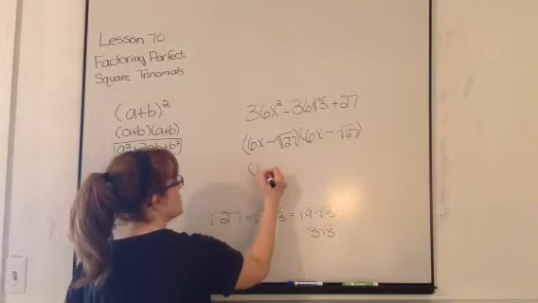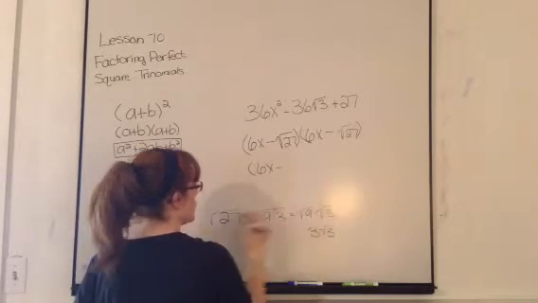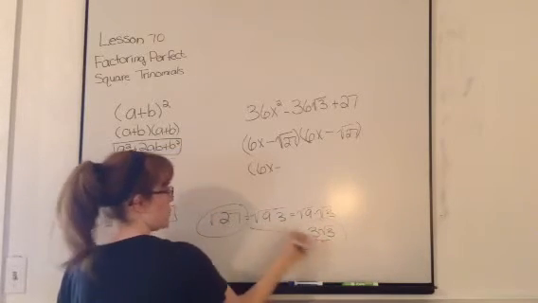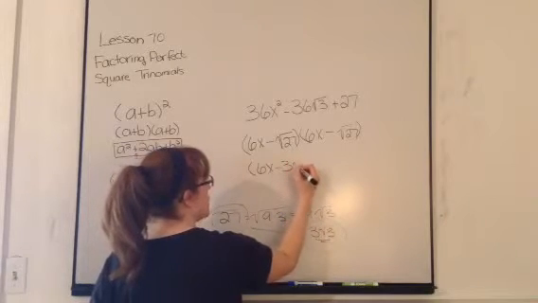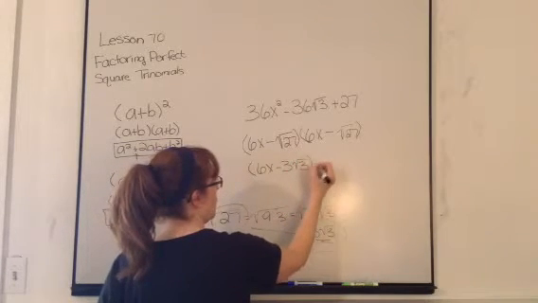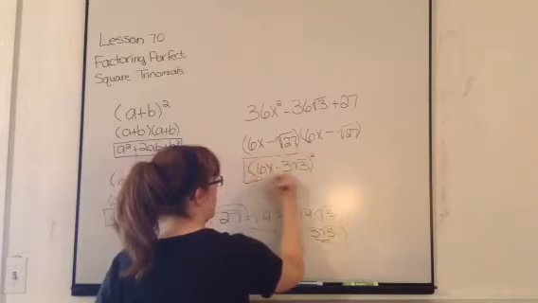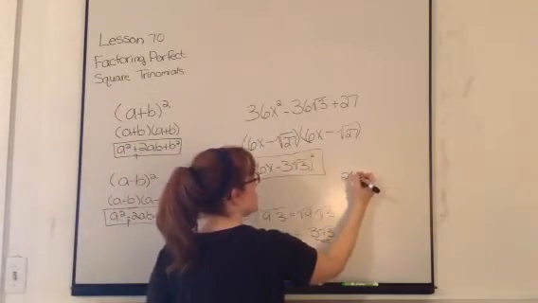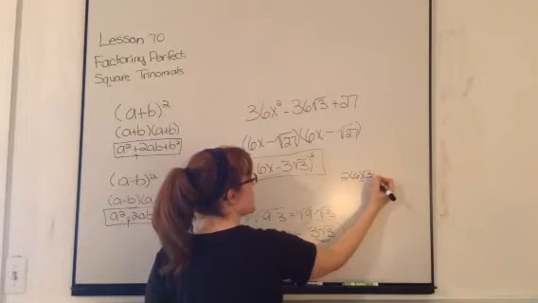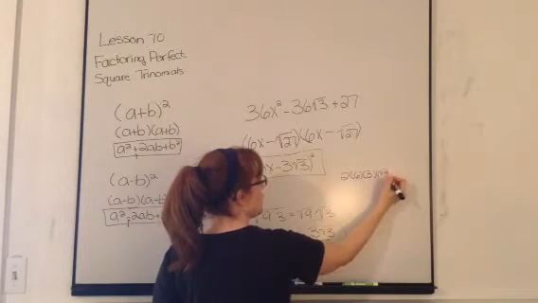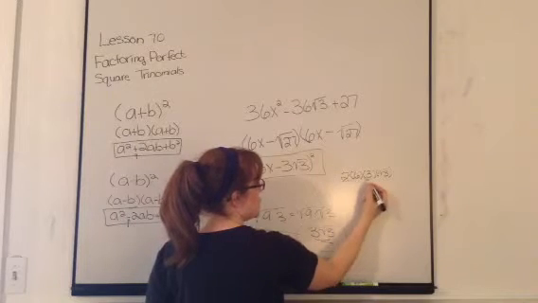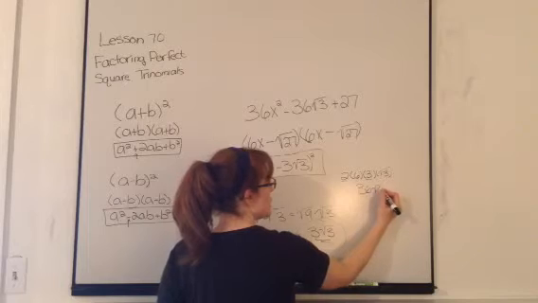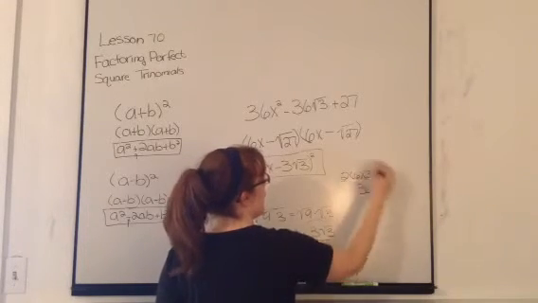So if we did it like this, 6x minus, and we're just going to substitute this in, because these are equal, minus 3 times the square root of 3 squared. And then we can check with this up here. So if we go 2 times 6 times 3 times the square root of 3, that gives us 2 times 3, which is 6. 6 times 6 is 36 times the square root of 3. So that matches up there.